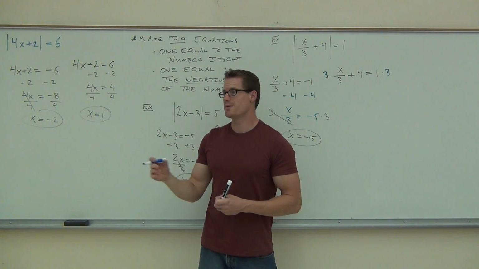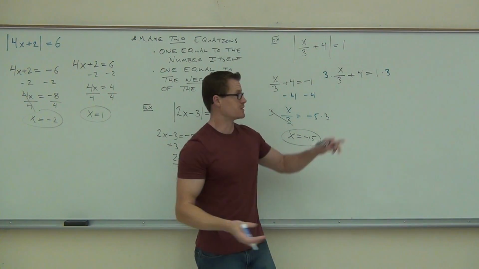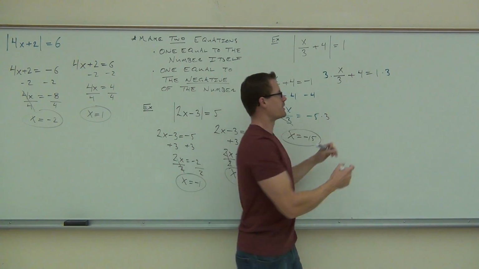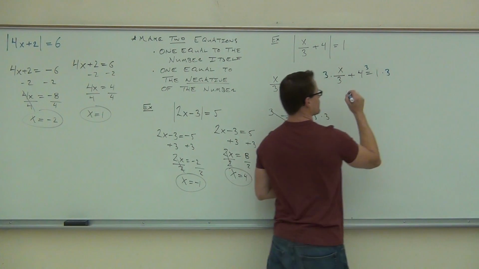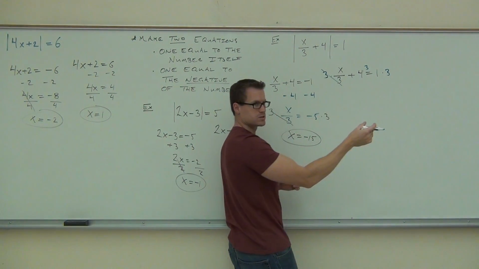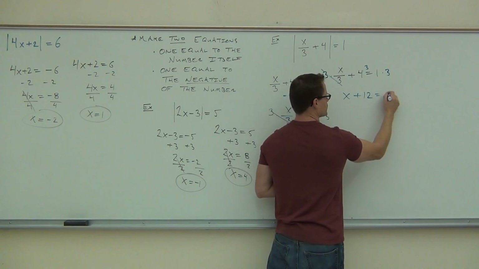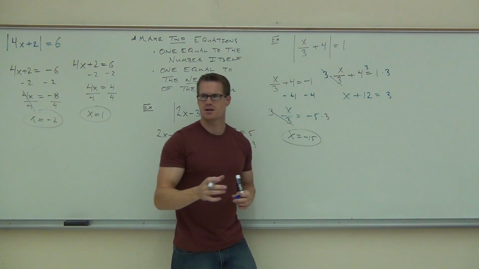If you are going to multiply by 3, you have to do it appropriately. That means this term, but also this one right here. You cannot forget about that one. So if you want to multiply everything by 3, that still will simplify to 1. You get x plus 12 in this case equals 3. Do you guys see the difference there?